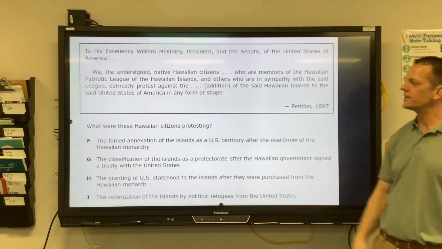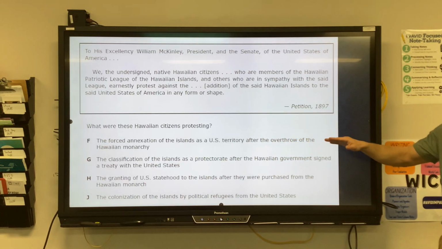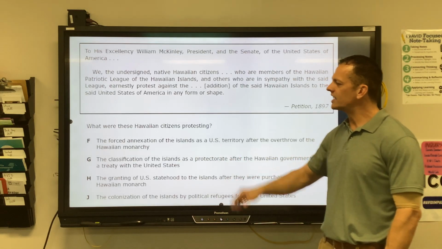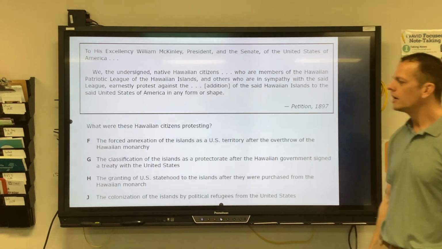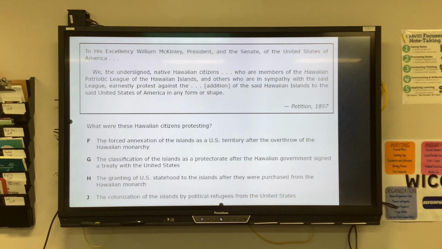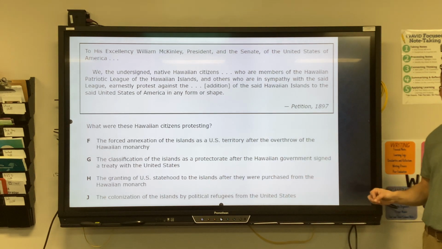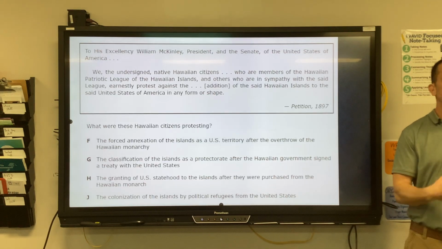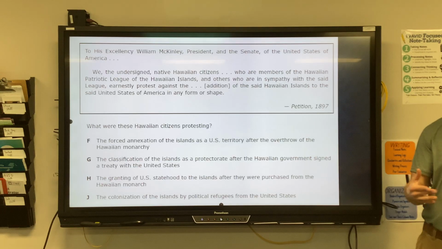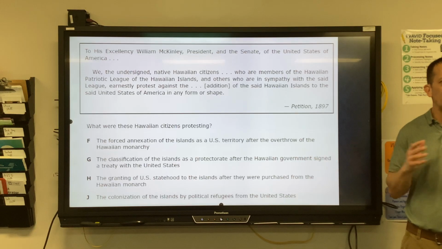Okay, so what were these Hawaiian citizens protesting? A, the forced annexation of the islands as a U.S. territory after the overthrow of the monarchy. B, the classification of the islands as a protectorate after the Hawaiian government signed a treaty with the U.S. C, the granting of U.S. statehood to the islands after they were purchased from the Hawaiian monarch. D, the colonization of the islands by political refugees from the U.S. A, right? That's with the way I explained Dole. I had to tell you how he did it, so you knew it wasn't purchased. You knew it wasn't a treaty. They never say they stole it, but you had to know that, right?